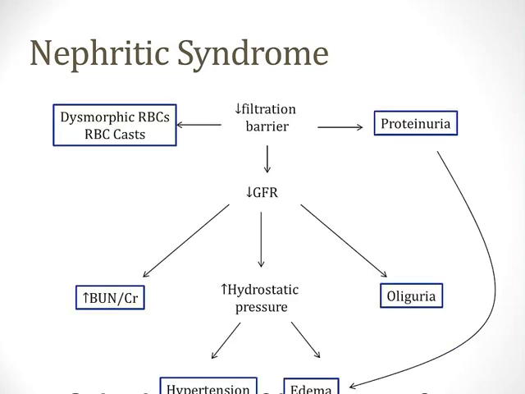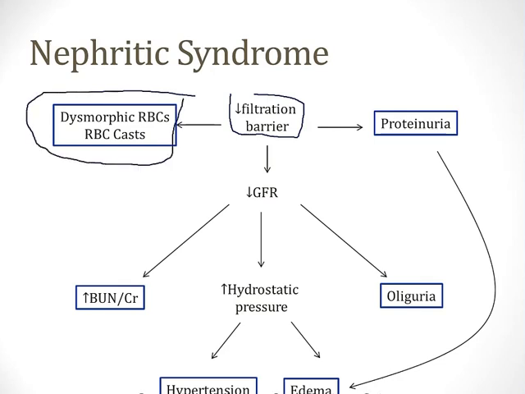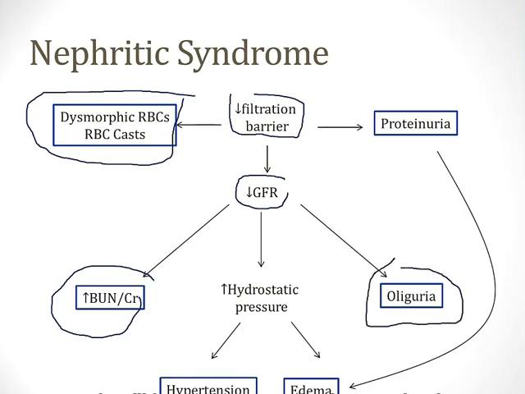So here's our map of the sequence of events in nephritic syndrome, and let's go through it in detail just like we did for nephrotic syndrome. So you lose the filtration barrier, and as a result, red cells spill into the urine, and you get all these findings over here, dysmorphic red cells and casts. In addition, the GFR begins to fall. This means that the BUN and creatinine levels will rise. It also means that patients may have oliguria. They'll have decreased urine production.